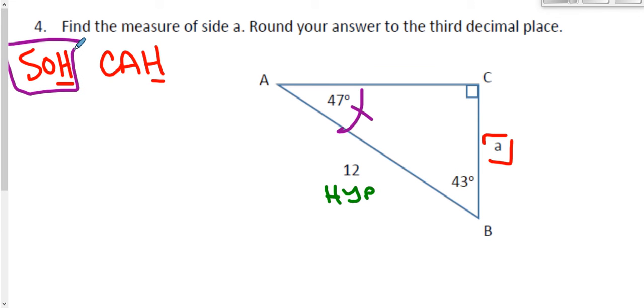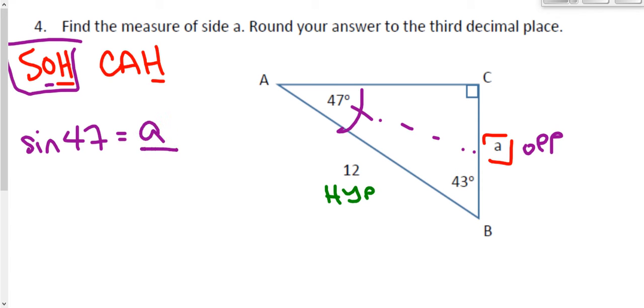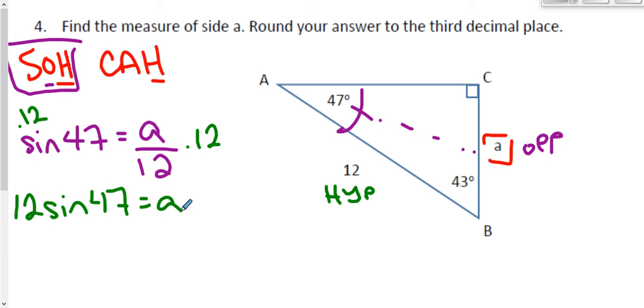So I have the angle 47. That makes this the opposite side, and I have the hypotenuse. So the opposite and hypotenuse here. So that means that the sine of my angle, 47 degrees, is going to equal the opposite divided by the hypotenuse. So A divided by the hypotenuse of 12. All I have to do to solve this is just multiply both sides by 12 to get it away from my A value. So 12 times the sine of 47 is going to be equal to A. And when I plug that in the calculator, I get A is equal to 8.776. That's that third decimal place right there.